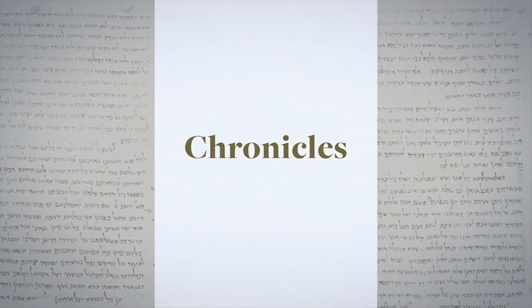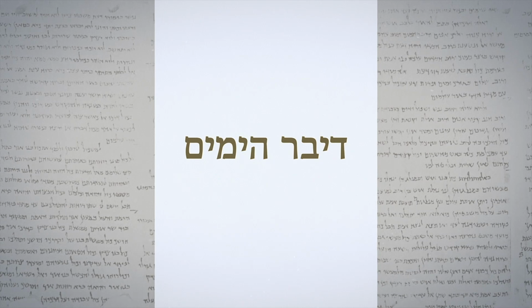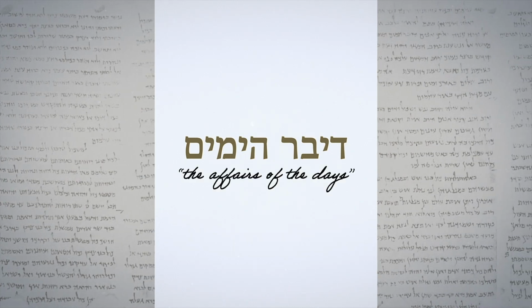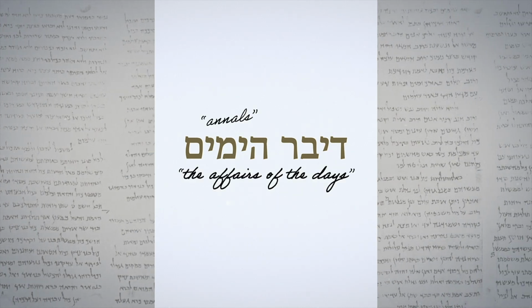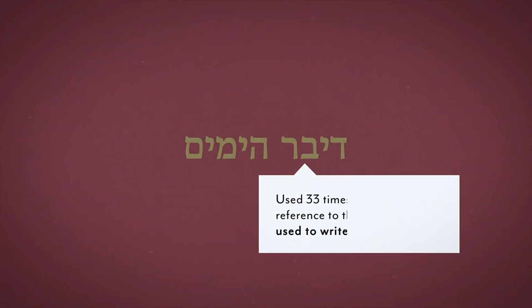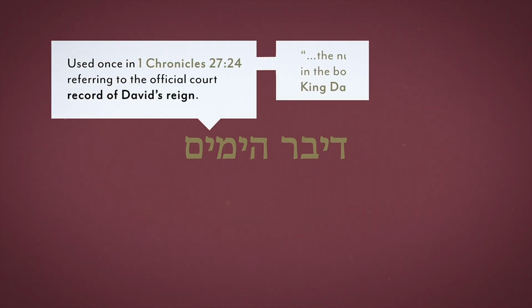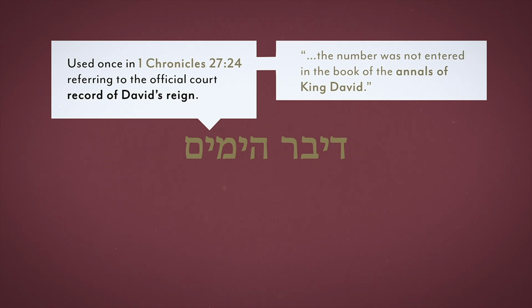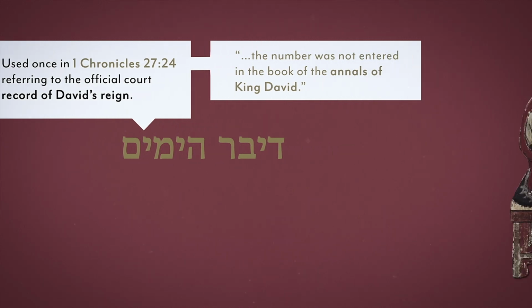The name Chronicles ultimately comes from the Hebrew title for the books that literally means the affairs of the days, or annals, or chronicles. This Hebrew phrase is used 33 times in Kings in reference to the sources being used to write Kings, and it's used once in 1 Chronicles, referring to the official court record of David's reign.